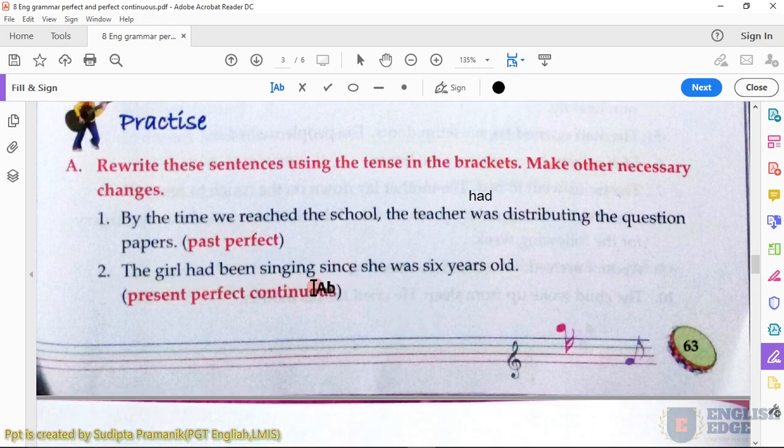Now, the girl had been singing since she was 6 years old. So what would be the answer? The girl has been singing since she was 6 years old. It would be has been.